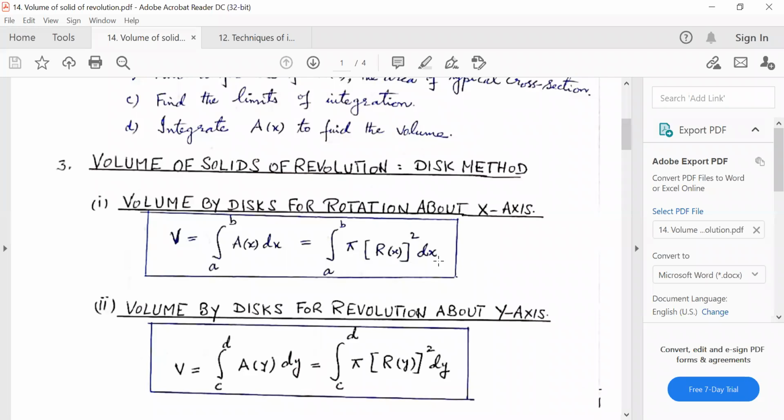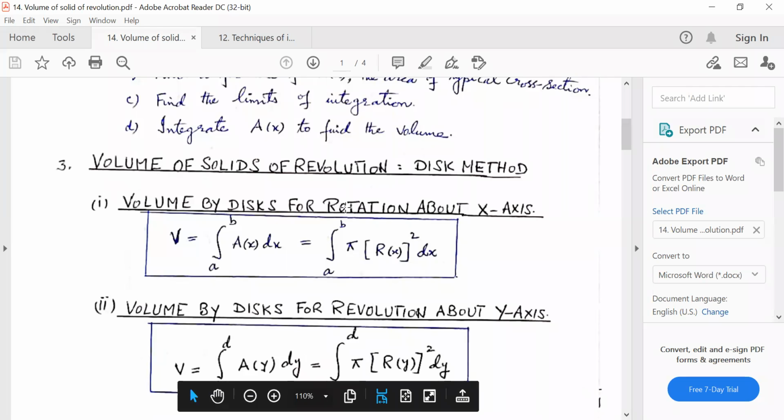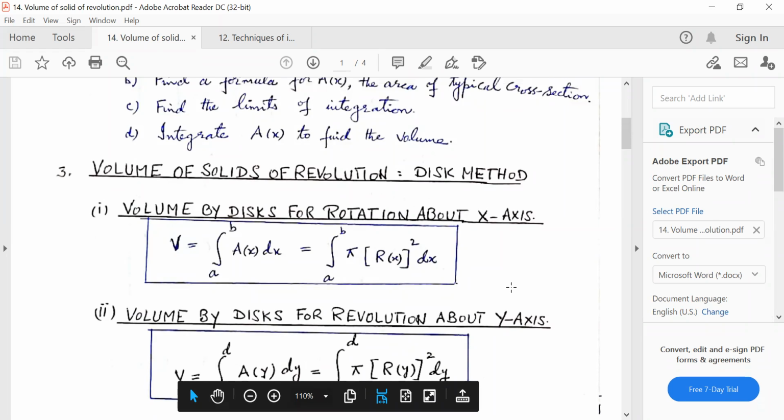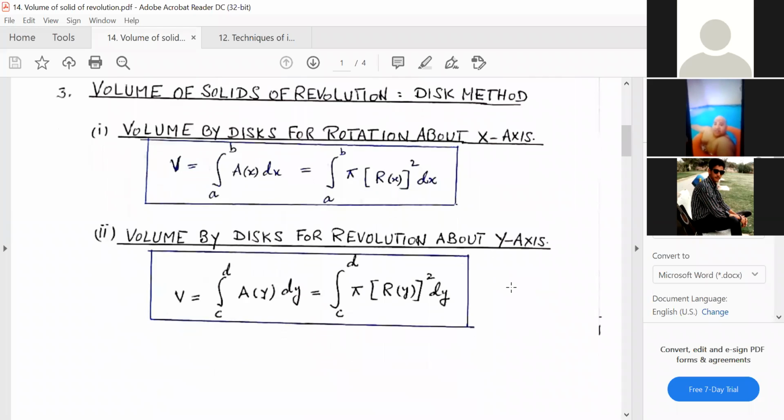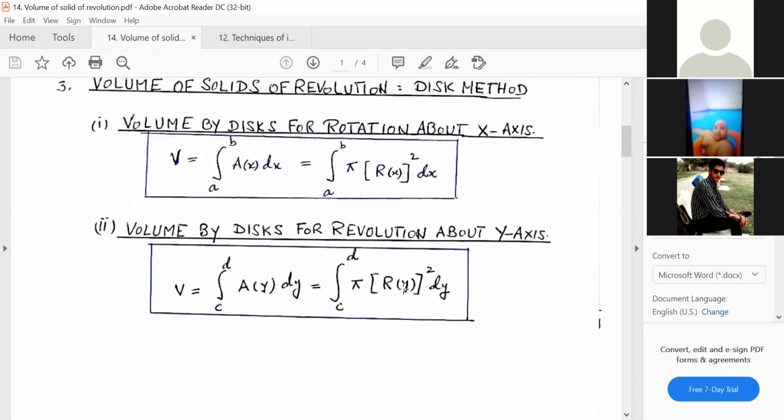Both are the constants. No problem. If a to b is your limit from 1 to 3 and c to d is from 2 to 5, so what? Don't worry. Both are the constants, but keep in mind what you have to do.